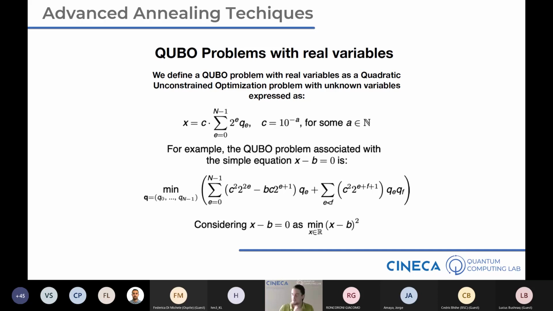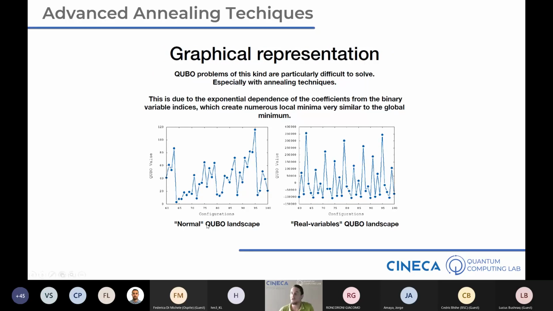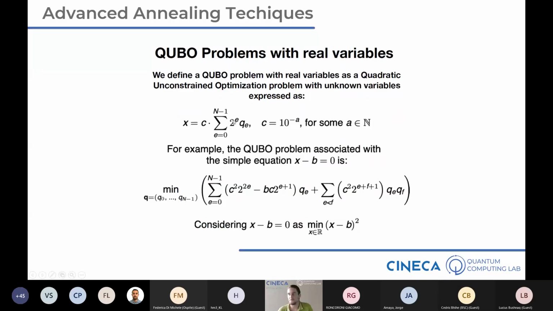A problem with real variables is really bad for annealing techniques, because the landscape of a real-variables QUBO is something like that. The problem is here: we can always express a number in its binary form, but in a binary basis, the coefficients in front of the qubits are on different scales. This is a problem for annealing. If you have parts of your algorithm that have coefficients of order 10, another part with coefficients of order 100, etc.